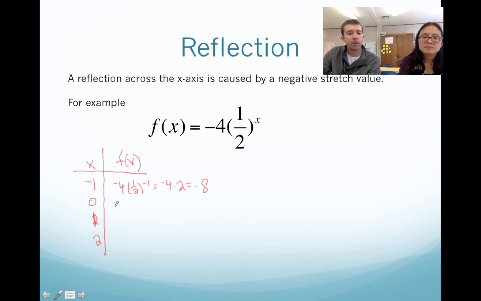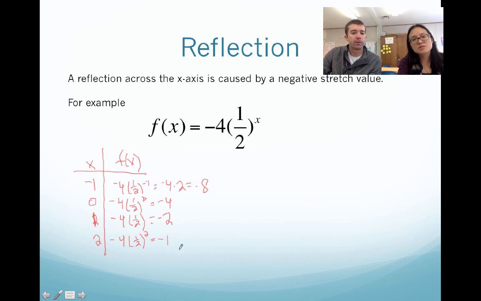Negative 8, okay. Negative 4 times 1/2 to the 0 is just negative 4. Negative 4 times 1/2 to the first is just 1/2 of that, so negative 2. And the last one, negative 4 times 1/2 squared is negative 1. That's a good start.